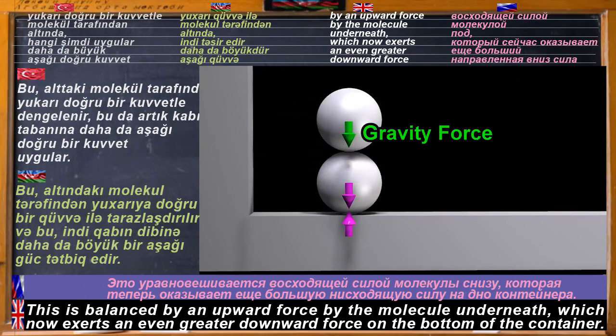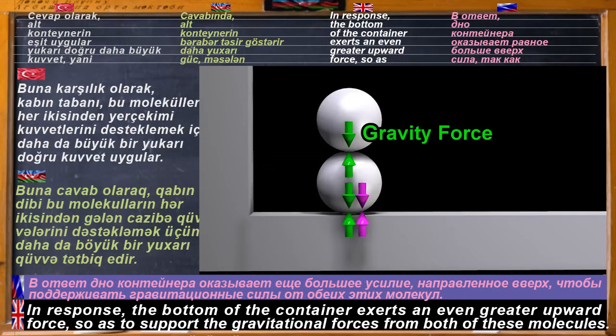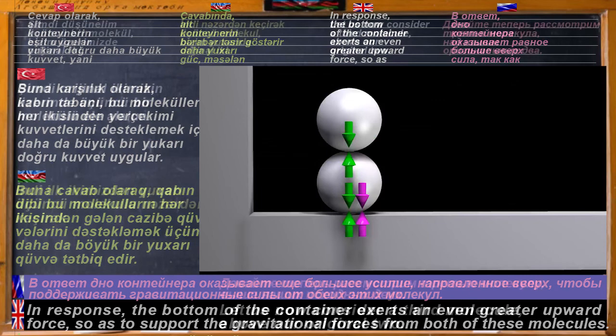This is balanced by an upward force by the molecule underneath, which now exerts an even greater downward force on the bottom of the container. In response, the bottom of the container exerts an even greater upward force, so as to support the gravitational forces from both of these molecules.